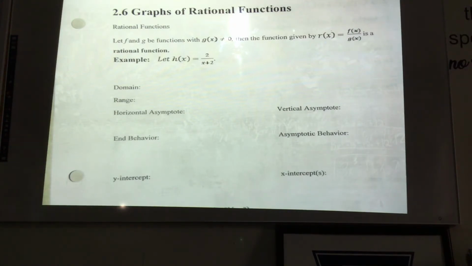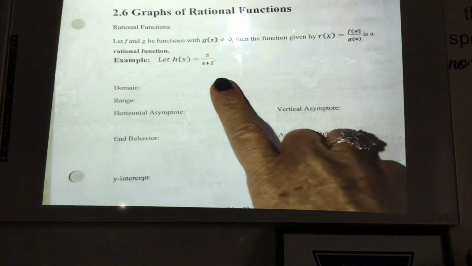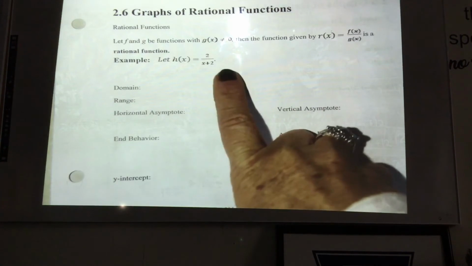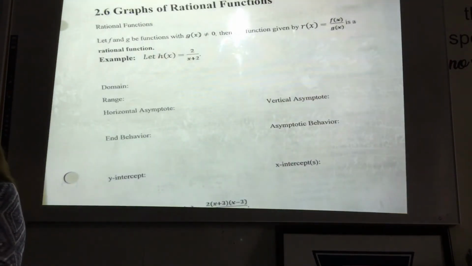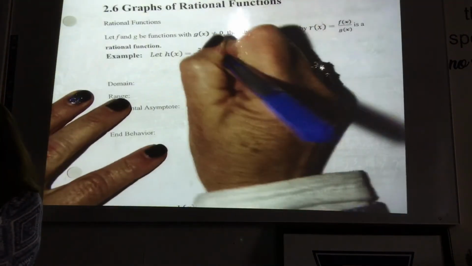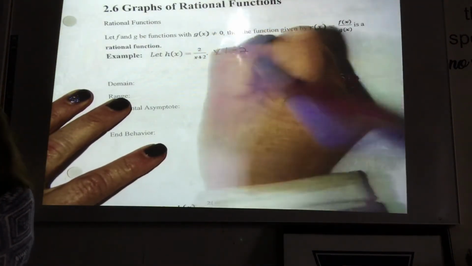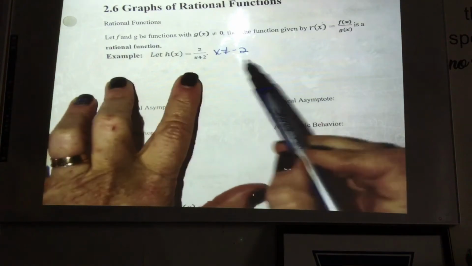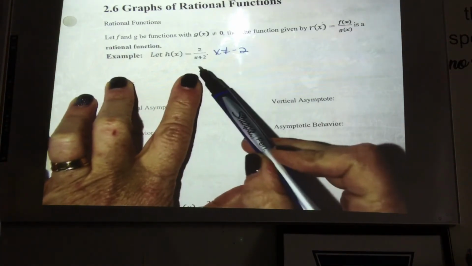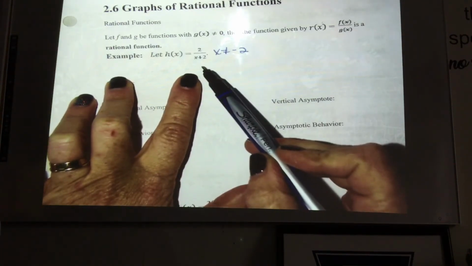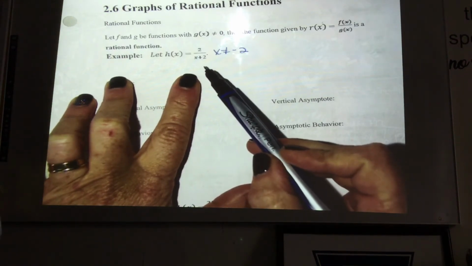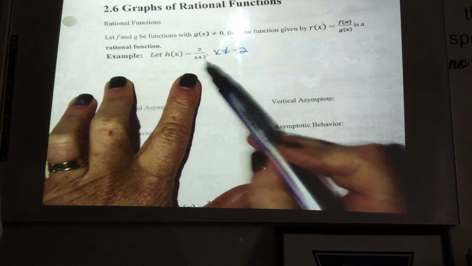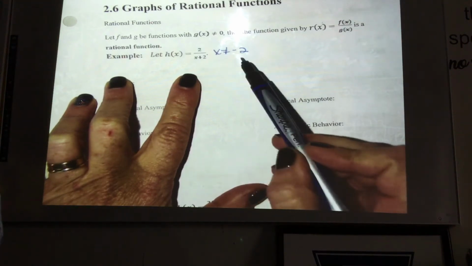So what I want you to do first is let's look at our restrictions. We want to head for domain. Do I have any restrictions here? What can x not be? -2. Okay, so I know that x cannot be -2 because if I plug -2 in for x, my denominator becomes 0. Can I divide by 0? Nope. Not now, not then, not tomorrow, never. I can't divide by 0. So therefore x cannot be -2.